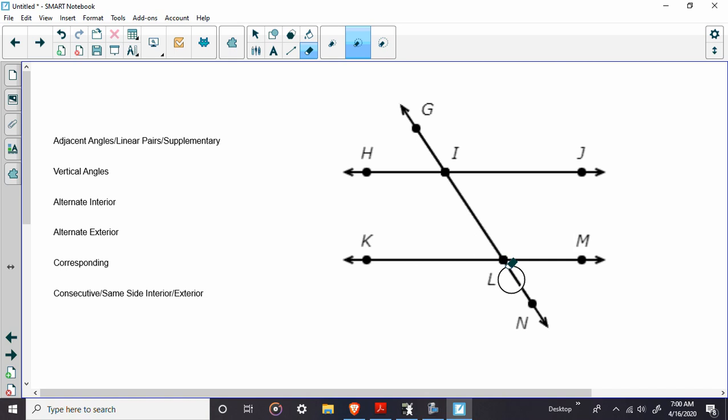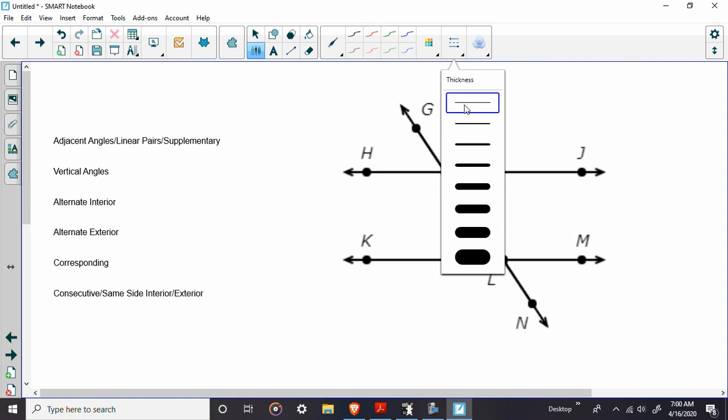So they're not going to ask you so much about that, but it is something that comes up. Consecutive just means in a row. And so if I said same side interior, I mean these two in here. If I mean same side exterior, I mean on the same side on the exterior. And the thing you'll know about those when we get to them is that they're going to be supplementary.